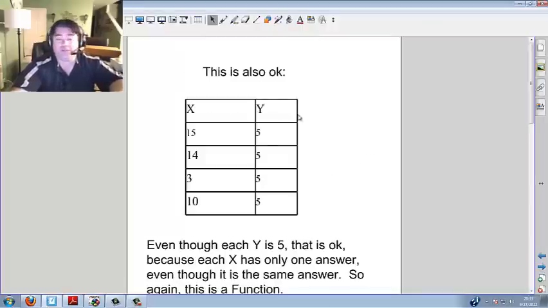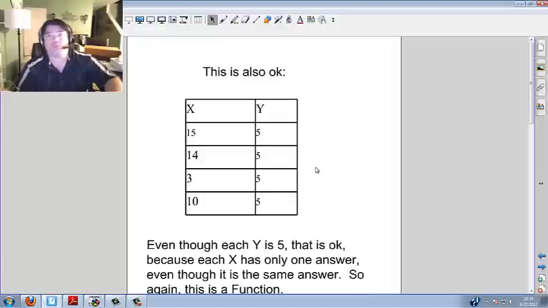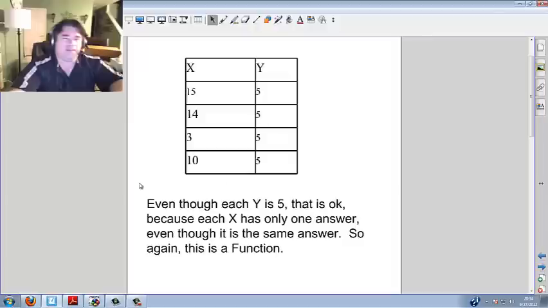Now this is okay also. Now if you look here, wait a minute, you're like, but these all have the same Y's at the end. But that's okay, because if you say that you're going to put in 15, your answer is 5. Put in 14, the answer is 5. You put in 3, the answer is 5. Put in 10, the answer is 5. Kind of like voting for just one person. No matter who you vote for, that person is going to be elected. Ask your parents about communism, Soviet Union. They'll probably tell you about it. All right, so even though each Y is 5, that's okay, because every X still gets me one individual answer. When I press 15, 5 is going to pop up.